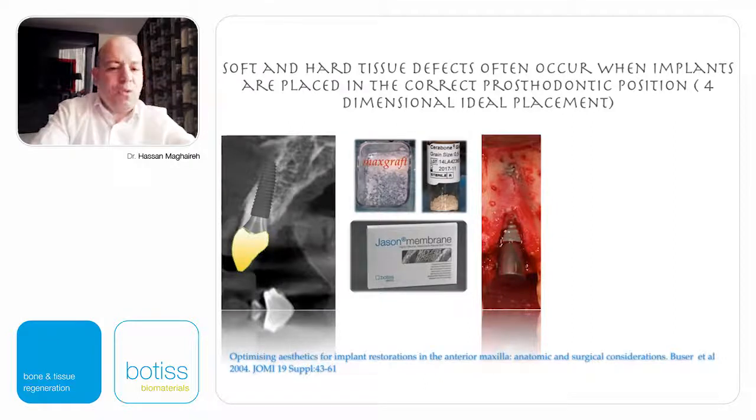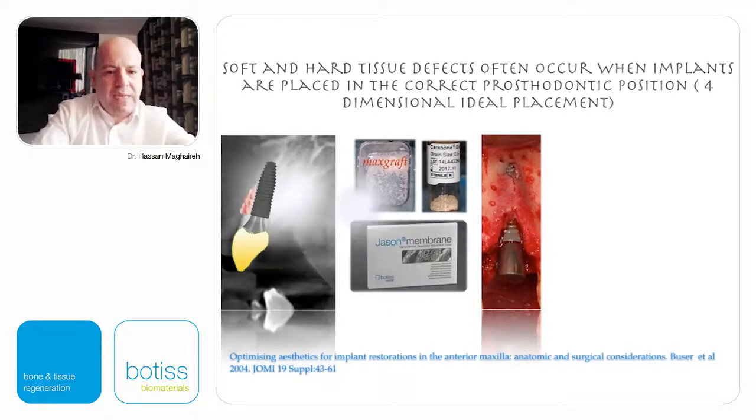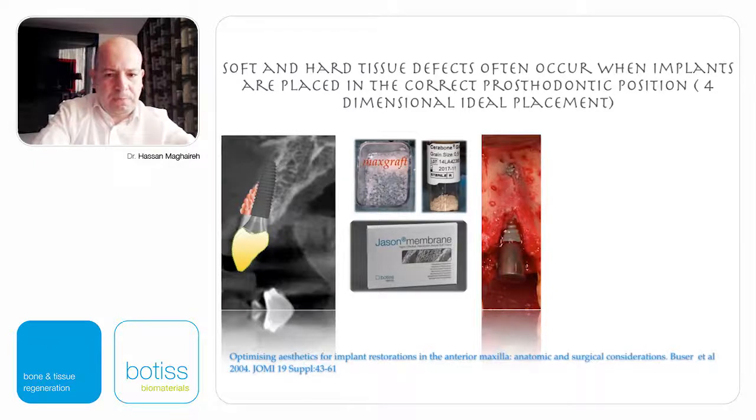In this case, we use a Jason membrane, which is a slowly resorbing membrane. It's naturally cross-linked. So unlike the other cross-linked membranes, which are chemically cross-linked and produce harmful byproducts, this one is naturally cross-linked, so they stay longer, but when it resorbs, it doesn't cause a massive inflammatory reaction. And by doing this, everything will stay healthy, everything will stay stable.